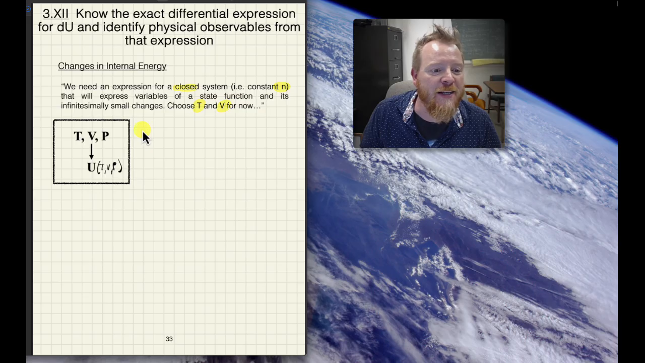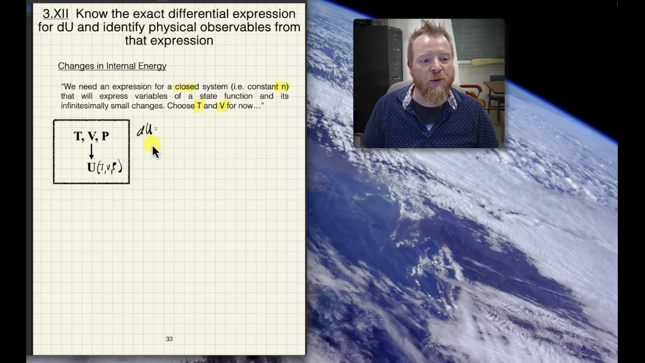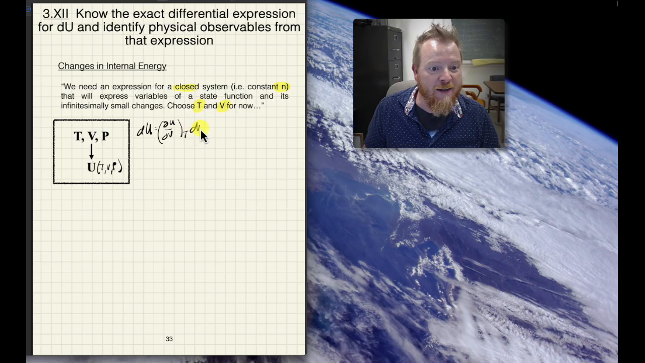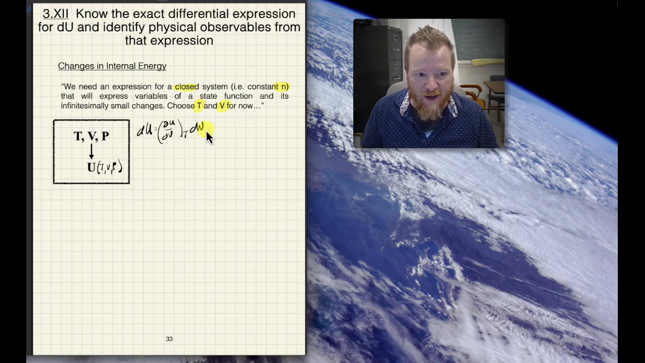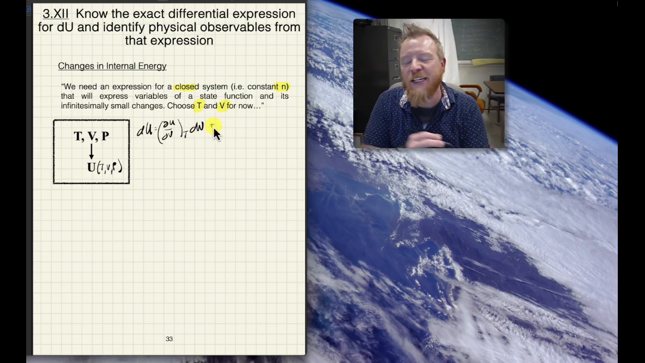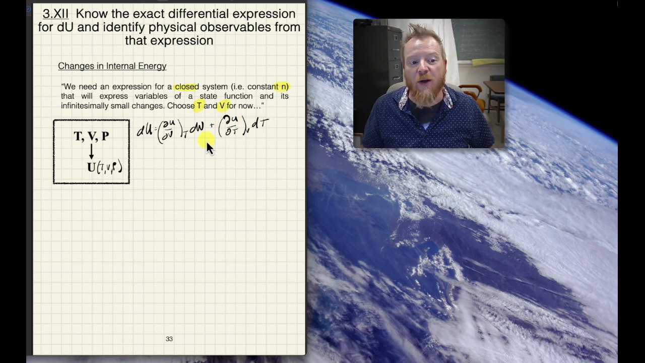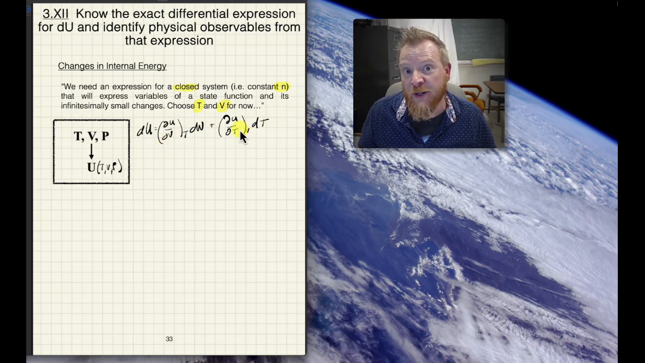So we can start by saying dU, the total differential expression in U, is the following. It is the partial of U with respect to V at constant T dV. And because this is a state function, we can now change the order of that differentiation. So partial of U with respect to temperature at constant volume times dT, right? And we multiply it by the respective variable so that our units will work.